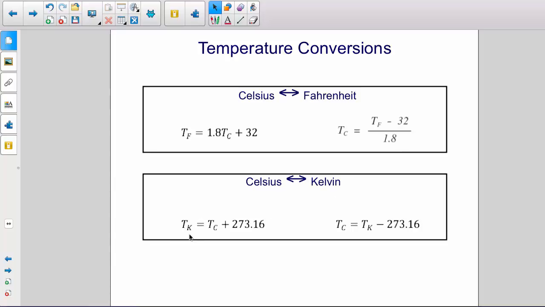The temperature in Kelvin is the temperature in Celsius plus 273.16. And again, rearranging, we can get that the temperature in Celsius is equal to the temperature in Kelvin minus 273.16.